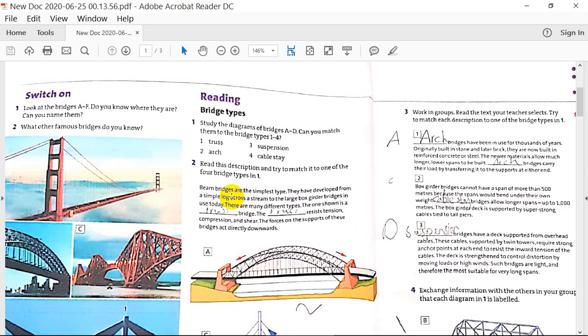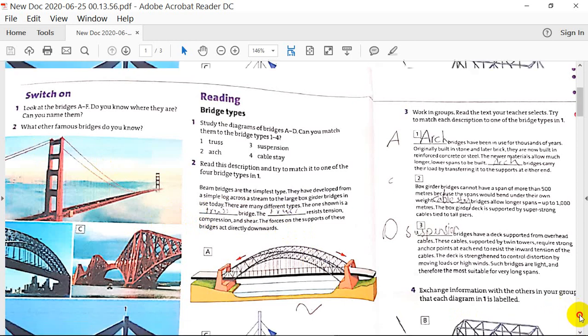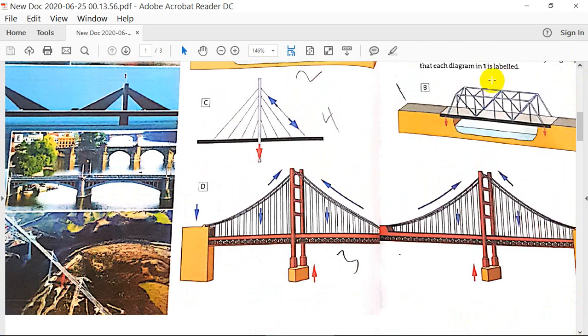So, number one, we can call it what? Truss. We have to add the word here, truss. So they are talking about what? Picture number B. They are talking about picture number B, that truss, this is the truss bridge, which looks like the beam bridge.